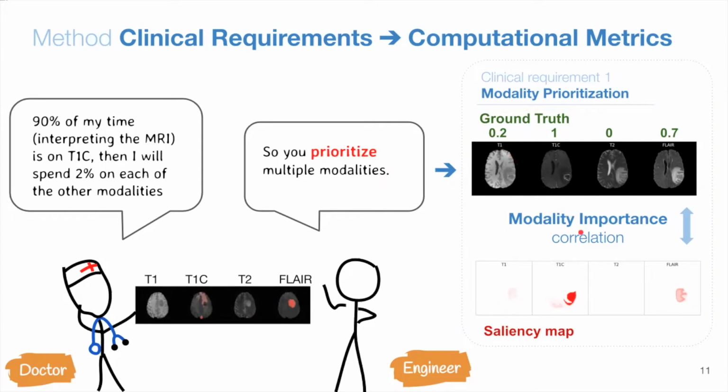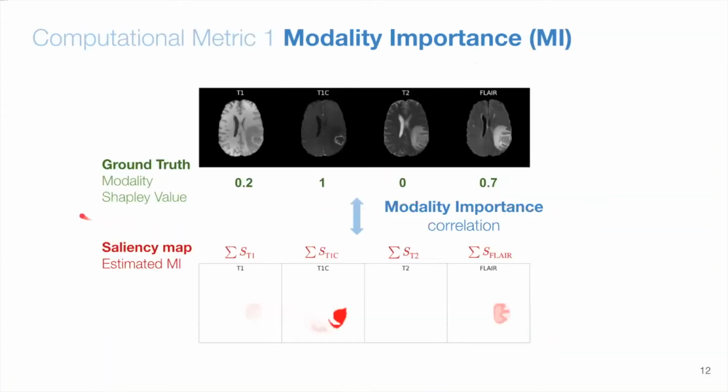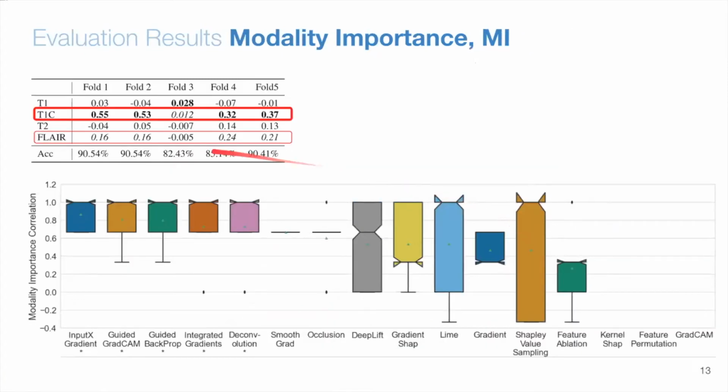To determine the ground truth of modality prioritization, we use the Shapley value run on multiple modality ablation studies. We then calculate the correlation between the ground truth and modality-wise saliency map sum. Here are the results. The ground truth modality importance identified by the Shapley value generally matches doctors' clinical knowledge, where the modality of T1 contrast enhancement is the most important, followed by the FLAIR modality. The box plot shows the ranking with respect to the MI correlation. We can see that in general, many methods can correctly reflect the important modality for the model's decision, but with large variations on individual data points.